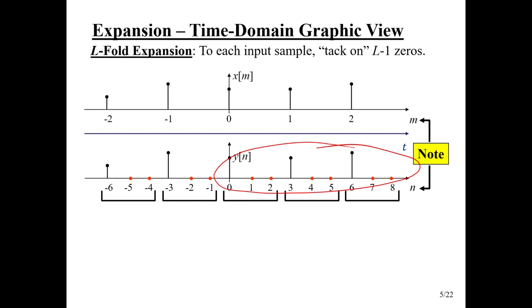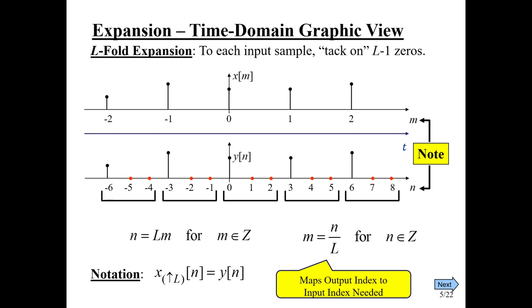So again, note the two different indices used. And now we have this mapping. So as n goes through the integers, we have this mapping now. Before it was big M times little n, now it's little n divided by L. And this is going to help us understand how to map these and where to stuff in zeros. And we'll see that on the next slide.